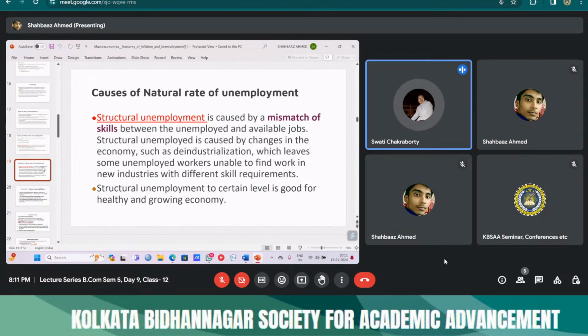Sometimes deindustrialization, whereby people are unable to find work, and new industries are coming up with different skill requirements. That happens. But structural unemployment to a certain level is good for a growing economy. Why? Because new skills means we will be forced to undergo training to enhance our skills, so the employees will be better skilled. For the long term, it's definitely good for the growth of an economy. But for the short term, the immediate effect is negative, because you don't have the available labor force. You cannot hire them because they don't have the skills.